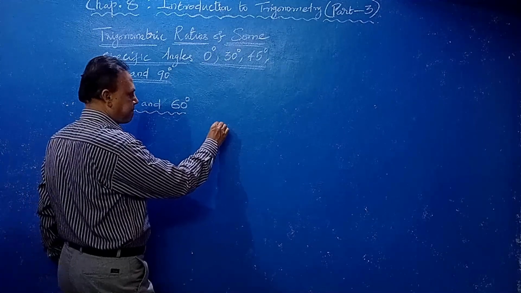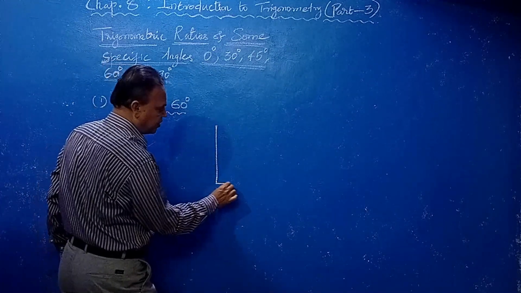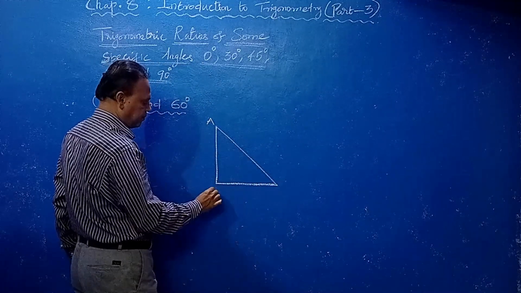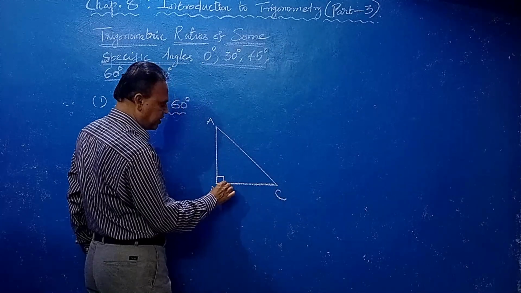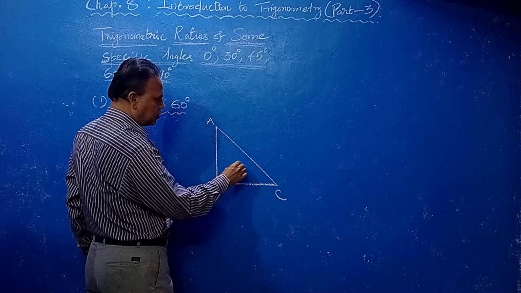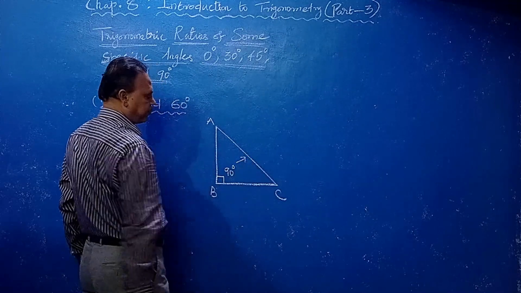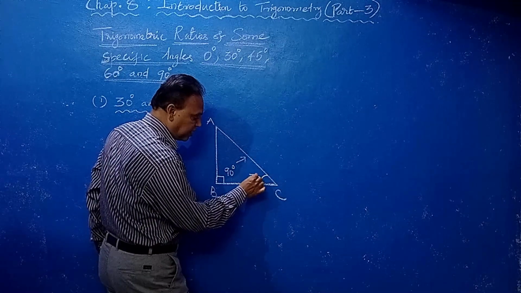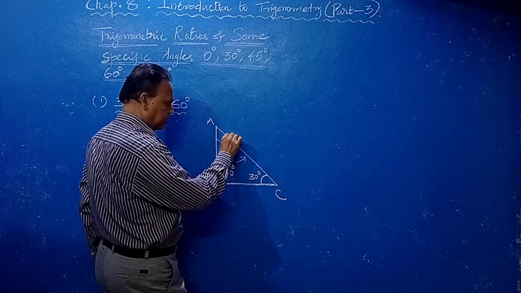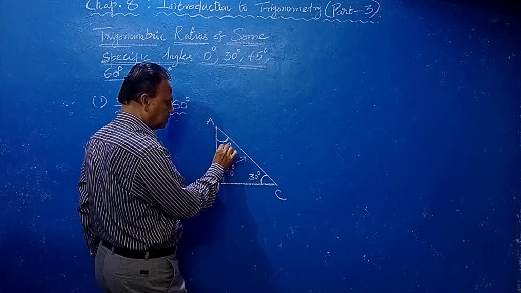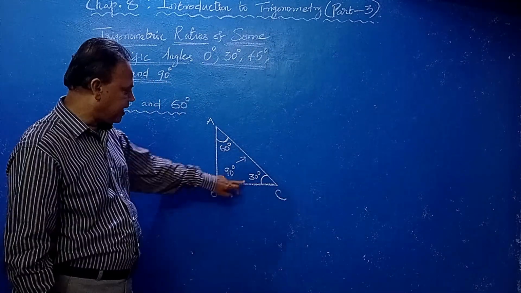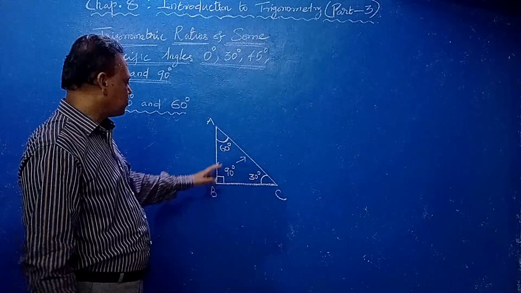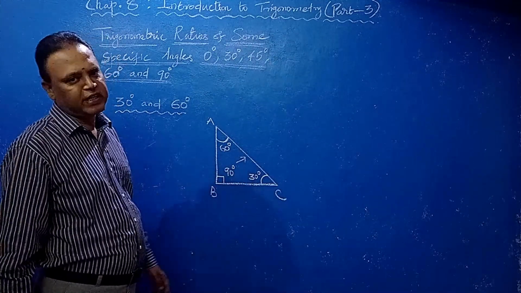Draw the diagram. Always draw a right triangle. Take triangle ABC with angle B equal to 90 degree, so that side is the hypotenuse. The base angle, for our convenience, you take as 30 degree. Then this will be 60 degree. One angle is 30 means the other angle is automatically 60 degree, because the sum of the angles is 180 degree. Correctly you add, you will get 180 degree.